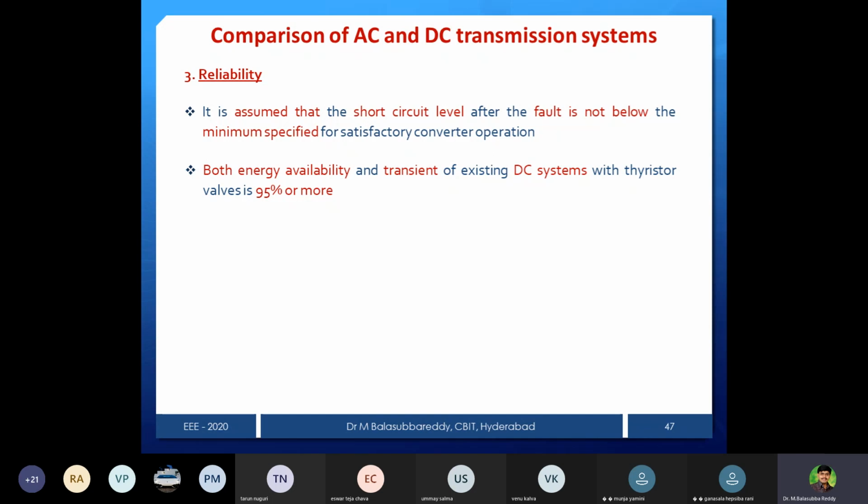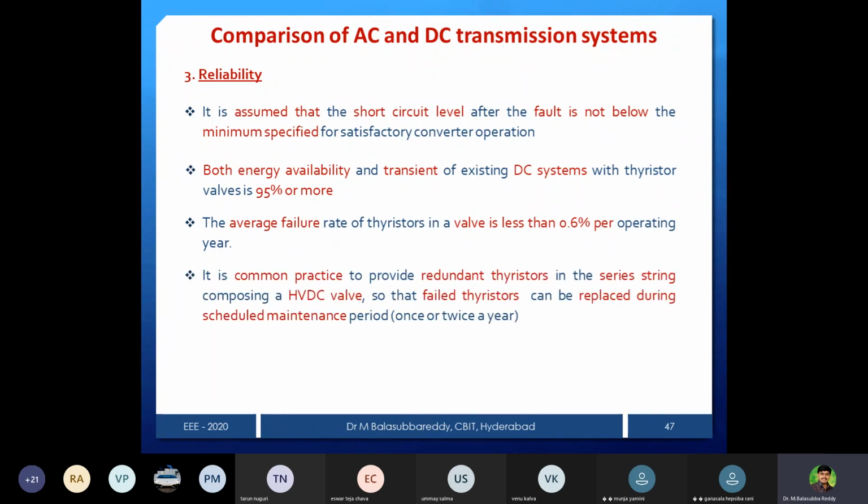So if we are considering thyristor valves only, it is not required to discuss mercury arc valves, even in the later units. Mercury arc valves are no more used nowadays. With all the development in semiconductor devices, thyristor valves are being used. The average failure rate of a thyristor in a valve is less than 0.6% per operating year. So that shows, in another analysis, only 0.6 percent failure is taking place in a plant.